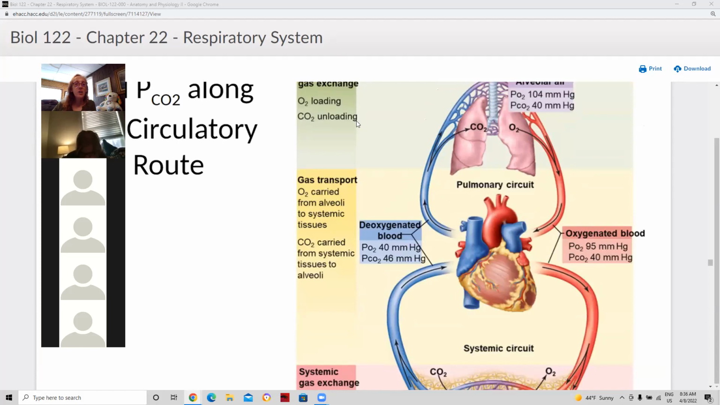So in the lungs, with gas exchange, oxygen gets loaded and carbon dioxide gets unloaded according to their partial pressures. Oxygen gets carried from the alveoli into the systemic tissues. Carbon dioxide gets carried from the systemic tissues to the alveoli.